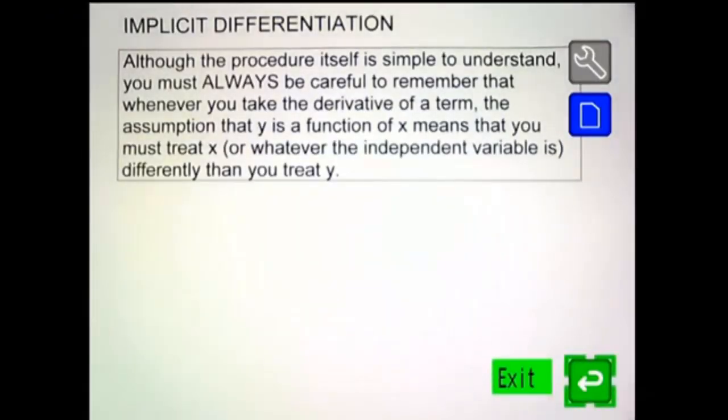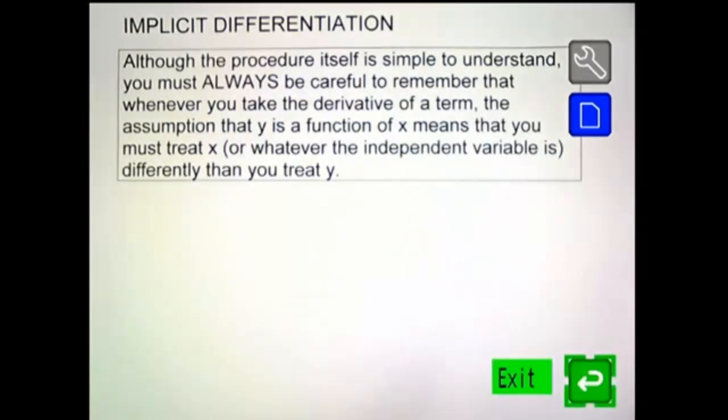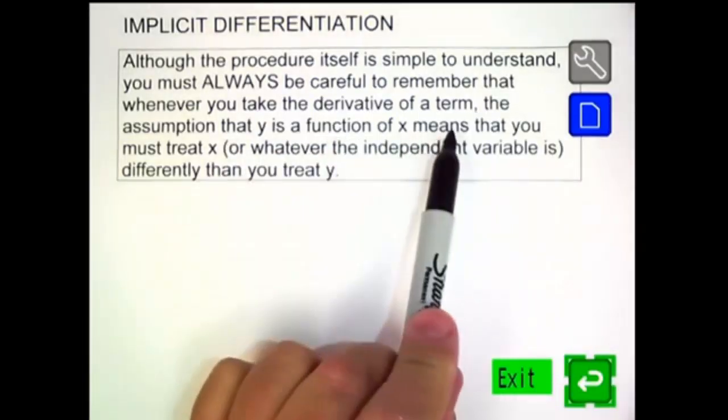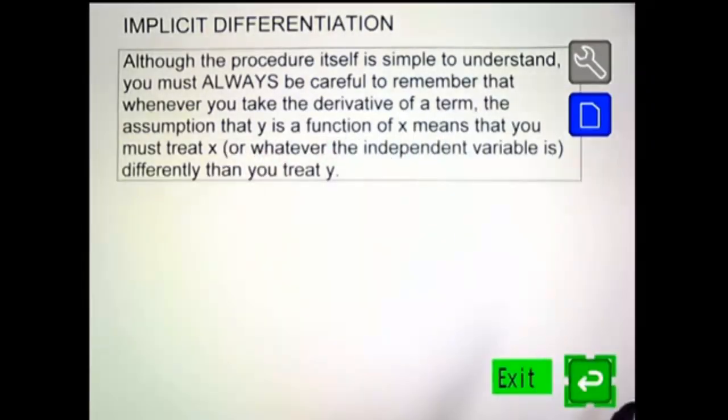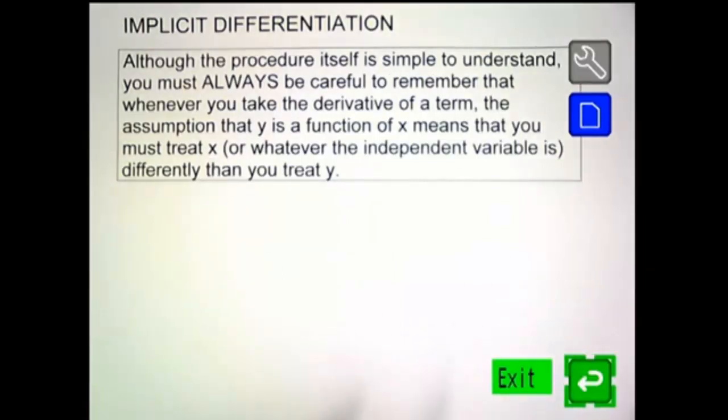I do want to say this. Although the procedure itself is really simple to understand, and those 3 steps are really not that difficult, you've always got to be careful. Whenever you take the derivative of a term, the assumption that y is a function of x means you have to treat the x, or whatever the independent variable is, differently than you treat y. Because y is really a function of x. It's not an independent variable.